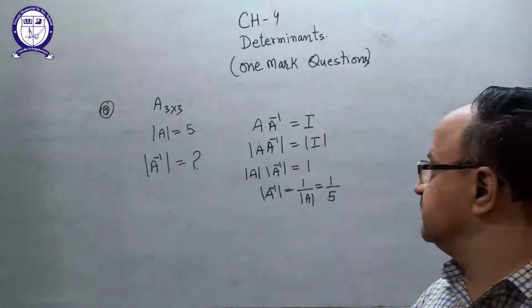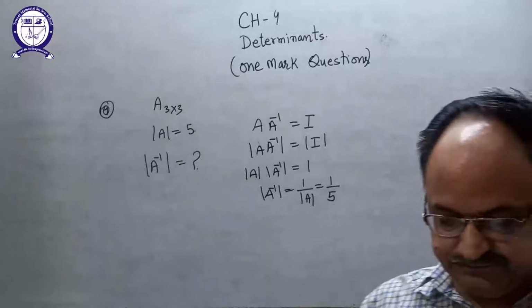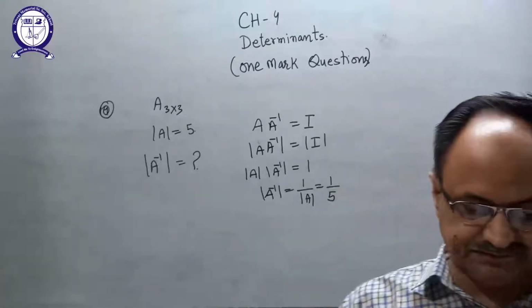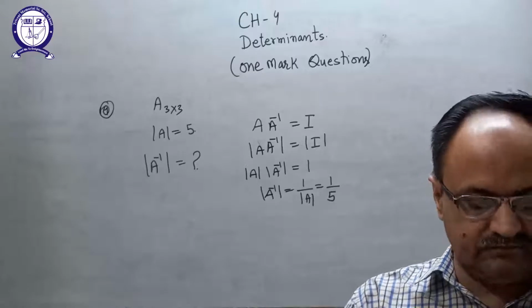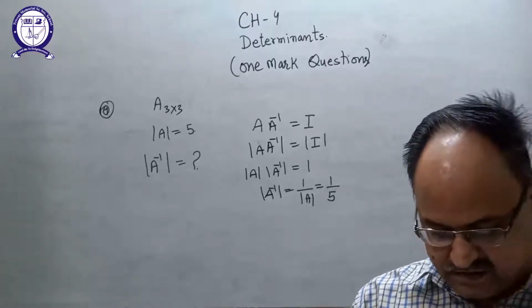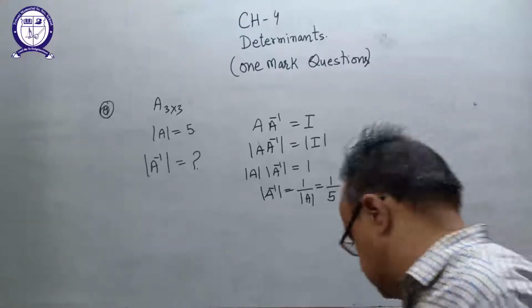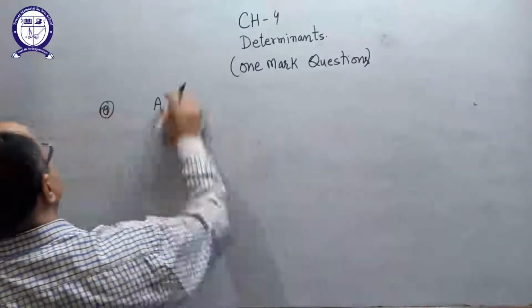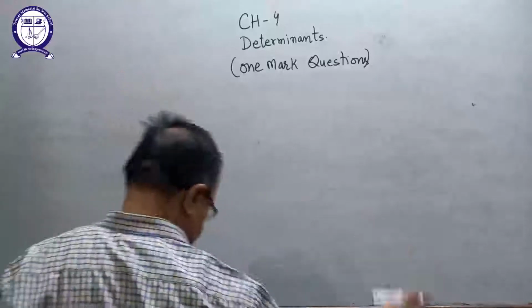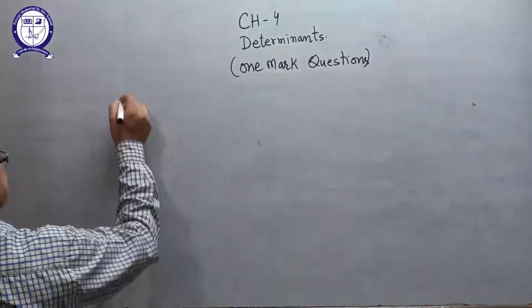Here, this is a very important property. A into A transpose is equal to I. Correct? This is 1 mark question. Clear? Now, next question. Question number 11.